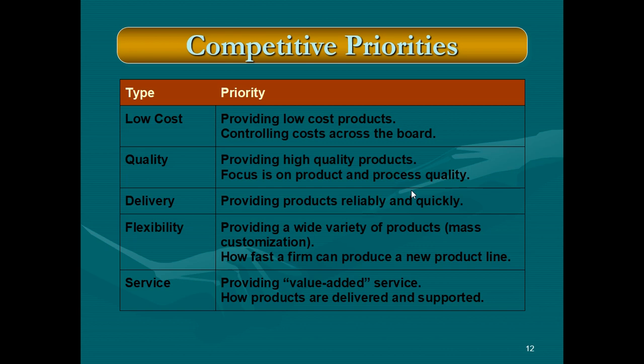Third type is delivery. Delivery is found in providing products reliably and quickly. As you ordered, your product must be available at the time that you asked for. Again, as you ordered your product, the product must be found at the time you determine.